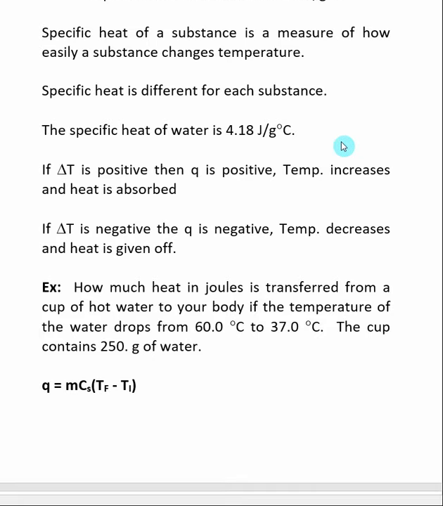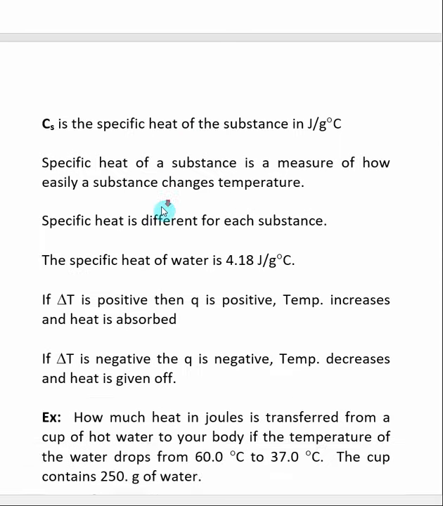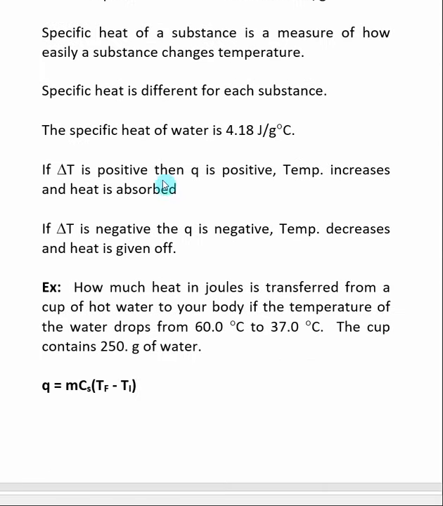So in a lot of thermochemistry, we're going to be using water, and the specific heat of water is 4.18 joules per gram degrees C. When we look at this equation, we can see that when Q is positive, we have a positive delta T. So if we're putting energy into a system, the temperature is going to increase. So as the temperature increases, that corresponds to heat being absorbed.